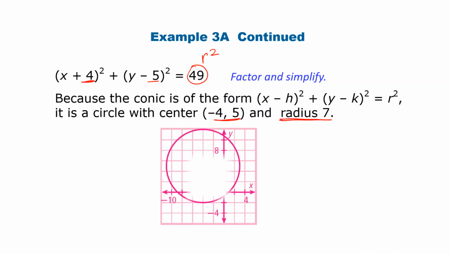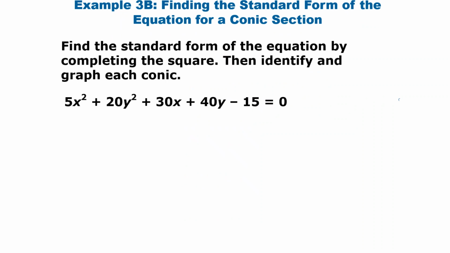And then you could graph this. Just find your center at negative 4, 5. Negative 4, let's see, 2, 4, 1, 2, okay, there it is. And a radius of 7, and there it is. This example is the same thing, but it's a little more complicated.